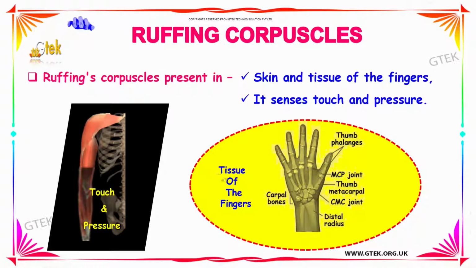So you can find that the tissues of the fingers, the thumb phalanges, MCP joint, thumb metacarpal CMC joint, and the carpal bones are surrounded by tissues which can feel the touch and the pressure.